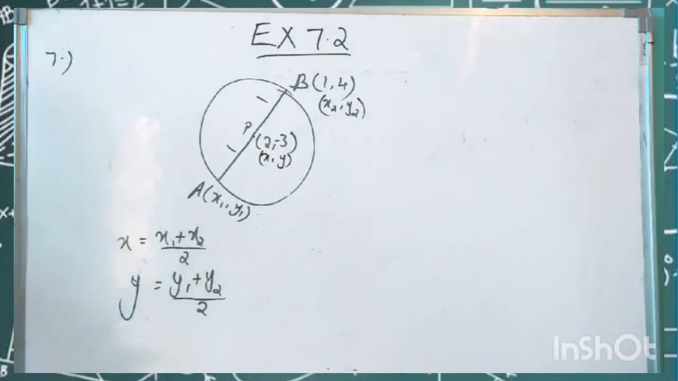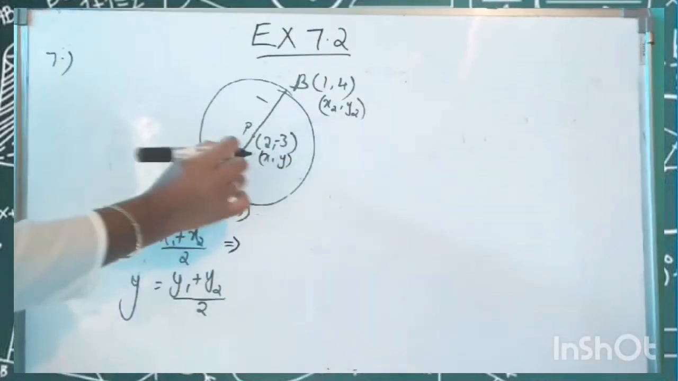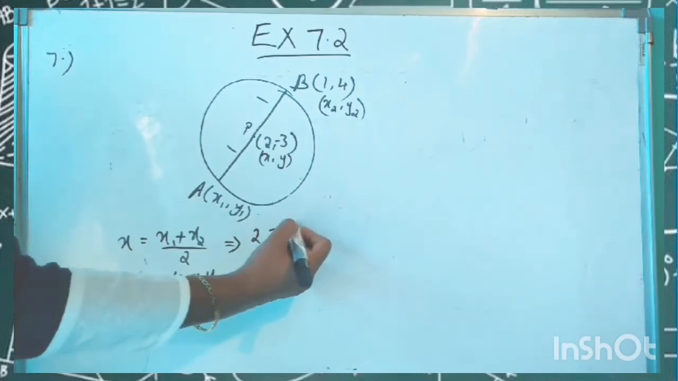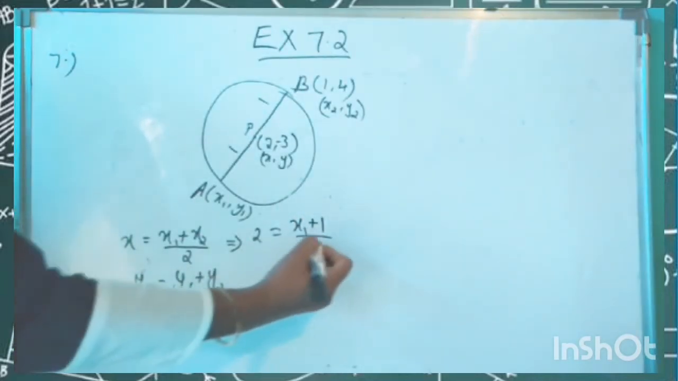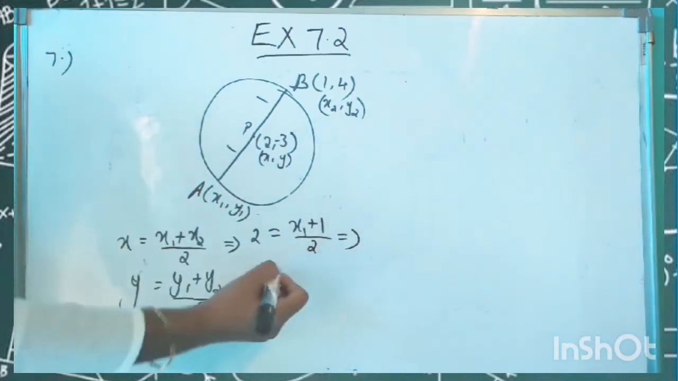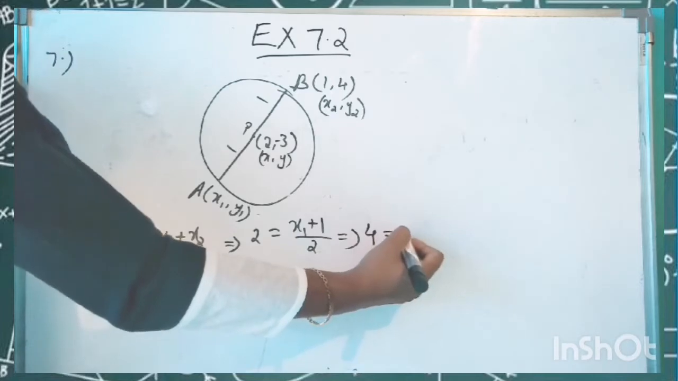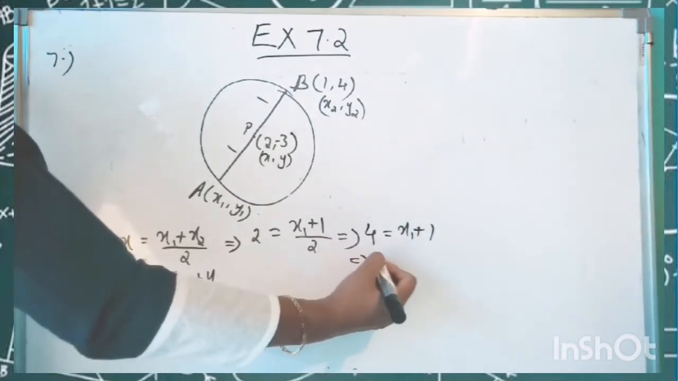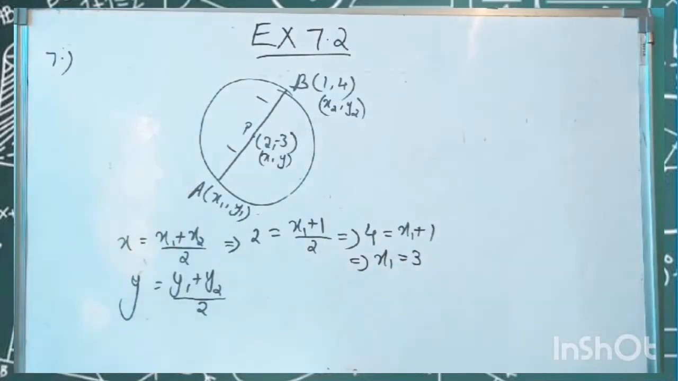Now just substitute the values. What is the value of x? 2 is equal to (x1 plus 1) divided by 2, since x2 is 1. Take the 2 to the LHS, then 4 is equal to x1 plus 1. This implies x1 is equal to 3.